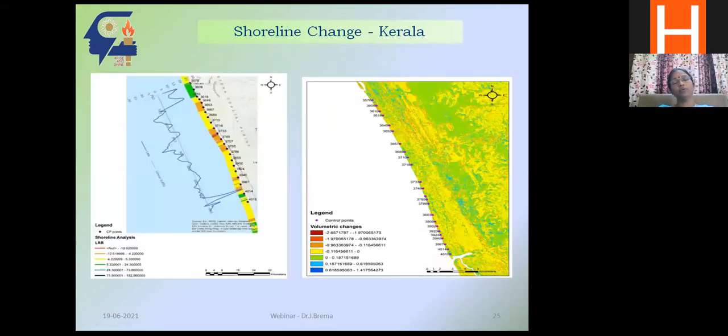And for more analysis, she started considering some points. They are called control points, and these control points will be at a fixed distance. For these control points, you will be doing your analysis between different years. So you can study whether the shoreline has gone inside or outside, that is, whether erosion or accretion has taken place. This graph shows us that.